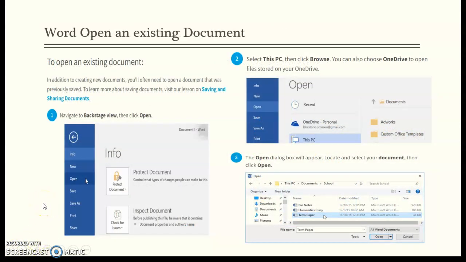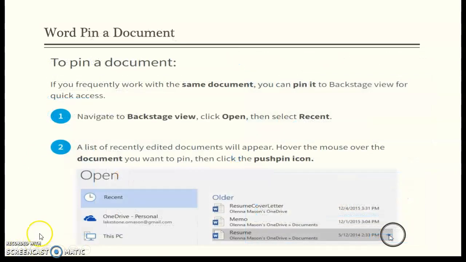If you wanted to open a file that you've worked with before, you would go to that file backstage area, open, go to where you saved it, select whatever it was called, and open it to continue working on it.